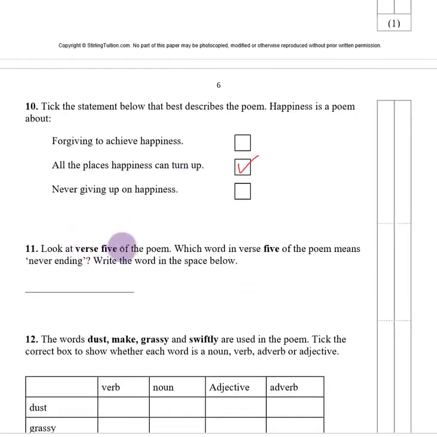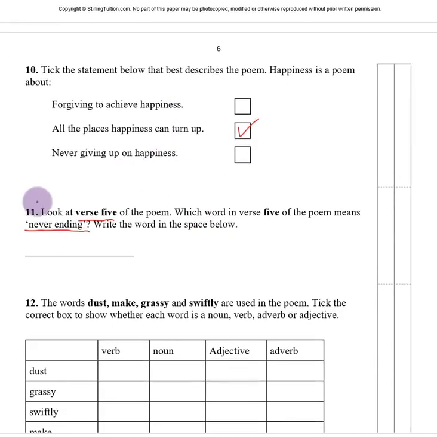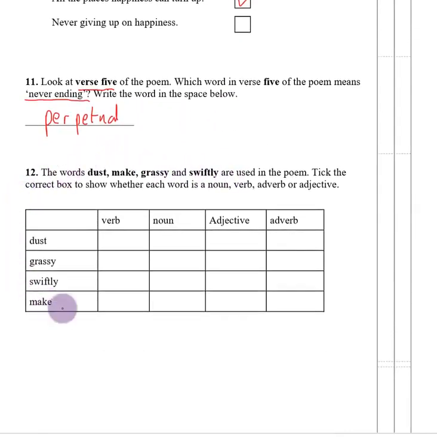Number 11, look at verse 5. So we're directed straight to verse 5 of the poem. Which word in verse 5 of the poem means never ending? Okay, so verse 5, never ending. So the last one here, and it's actually perpetual. Perpetual means to never end. So it goes on forever and ever and ever. Perpetual. Okay. Number 12 comes up in every single AQ paper, this little box.